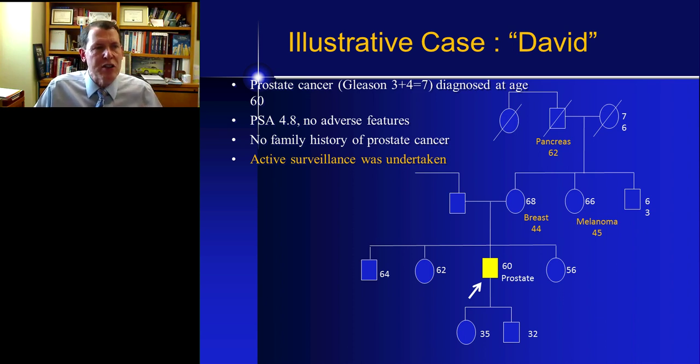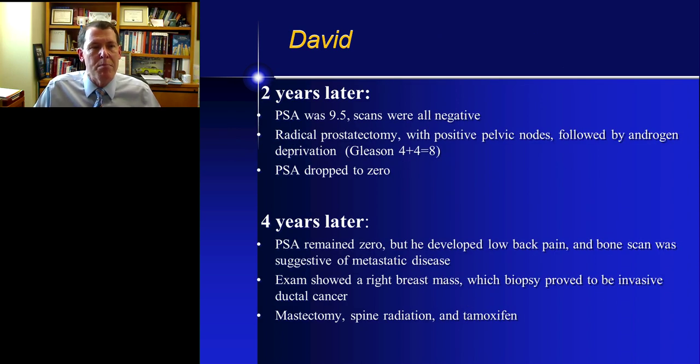So 2 years later, David's PSA has risen to 9.5. He undergoes bone scan and CAT scan just to make sure there's no metastasis. These are all negative. And so he switches from active surveillance to undergoing a radical prostatectomy. And unfortunately, he has positive pelvic lymph nodes, which is pretty uncommon, but he has positive nodes, and he is placed on androgen deprivation therapy.